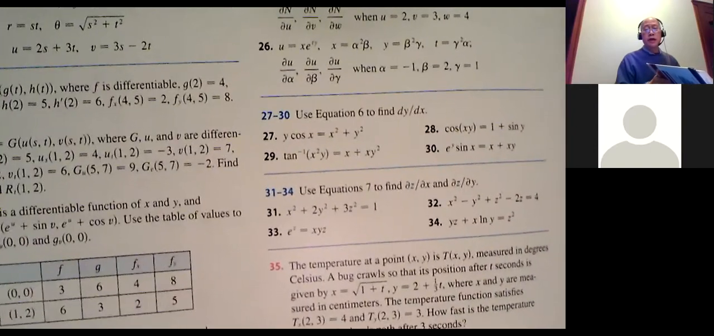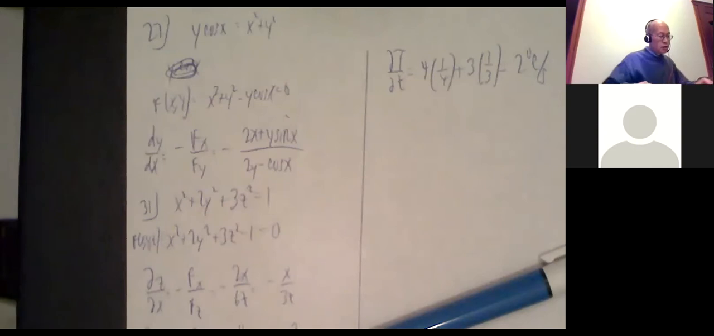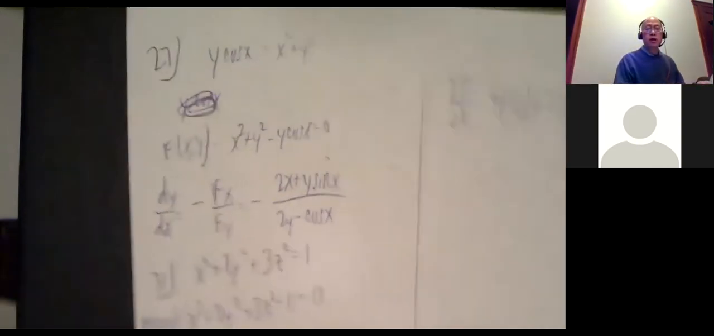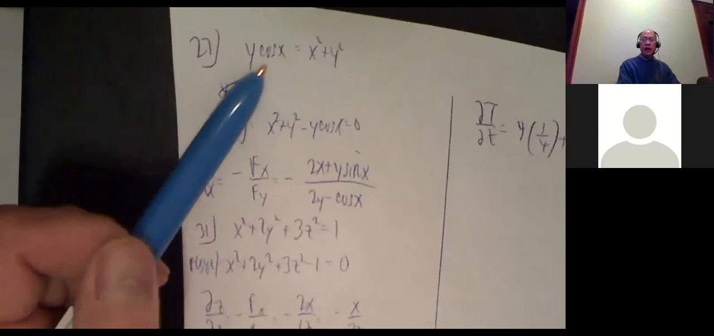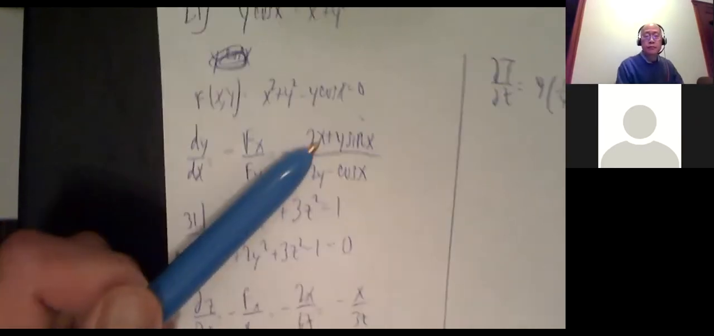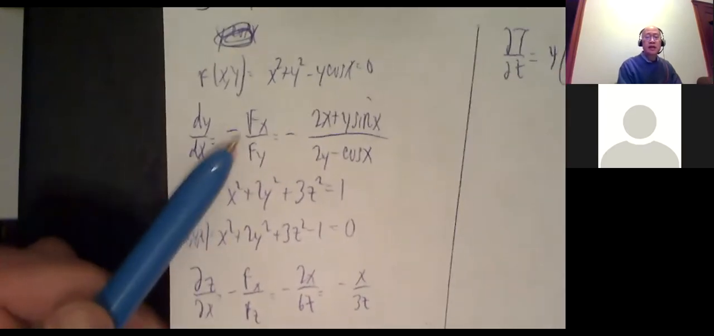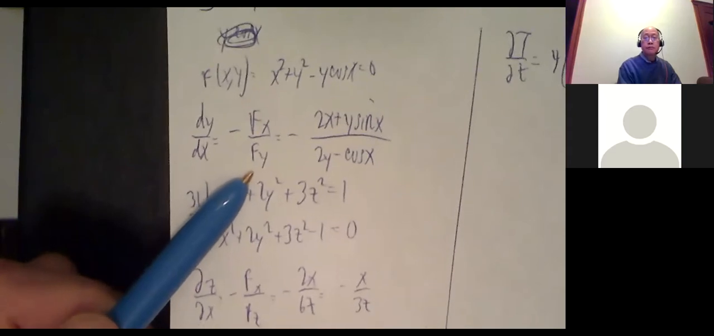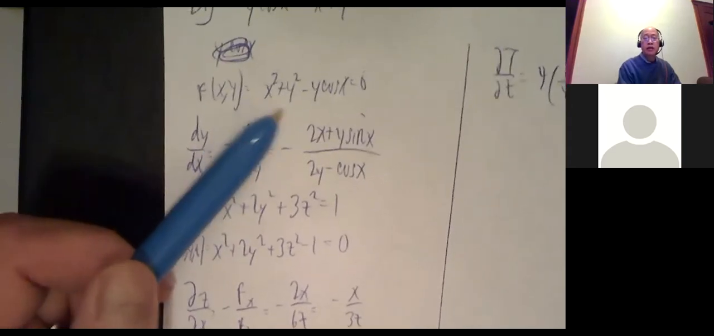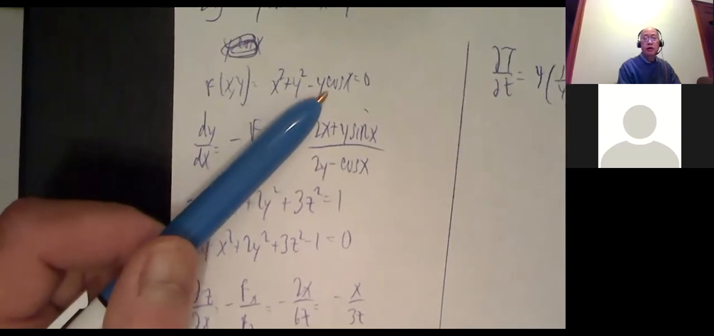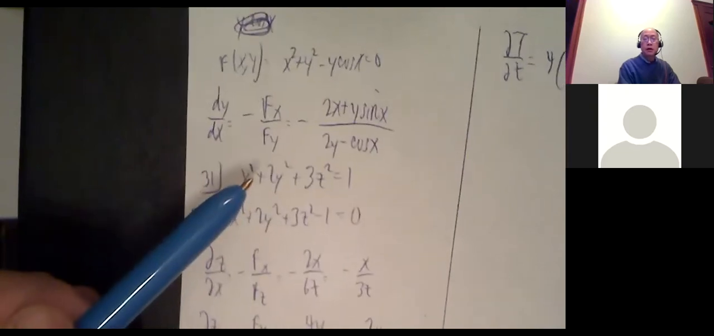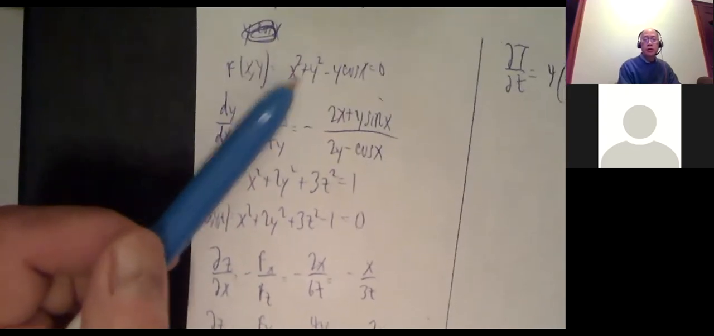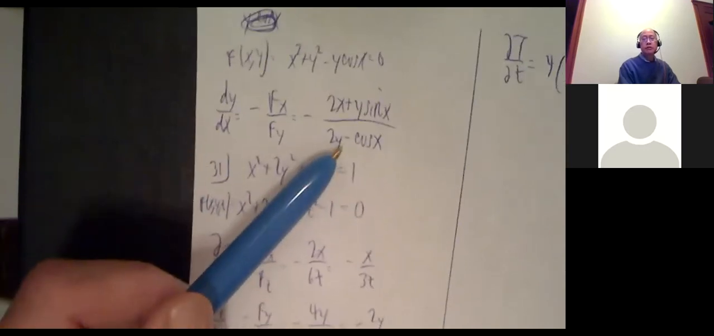So the thing you want to do is put everything on one side first, equal to 0. So when it says y cosine x equals x squared plus y squared, call f of x y: x squared plus y squared minus y cosine x, and that's equal to 0. I could move that over on that side. That also works. But this way I just have to move one item. Okay, so by formula, dy dx is negative fx over fy. Okay, so what's the partial with respect to x? 2x plus nothing. And the derivative of negative y cosine x with respect to x is positive y sine x, because the derivative of cosine is negative sine, right? And divided by the partial with respect to y. Nothing. 2y minus cosine x. So there we go. Here's dy dx.